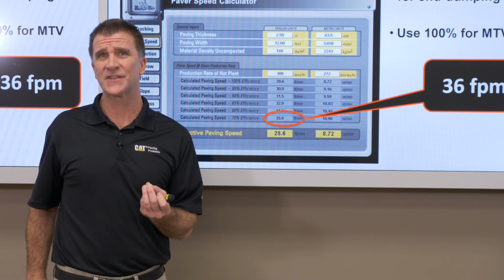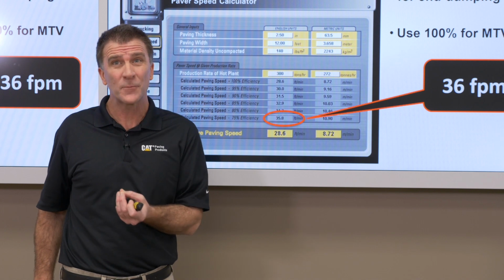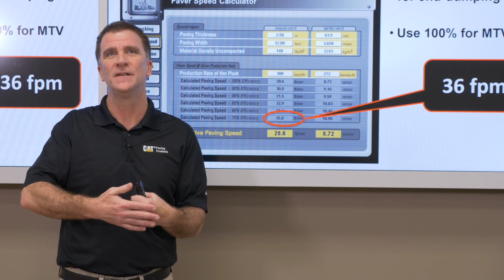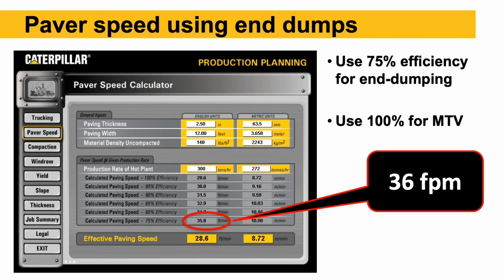In this example, we're using what we call 75% efficiency to come up with that 36 feet a minute. That means in between trucks, the paver will stop. So 75% really means that if we have a good end dumping operation, which we'll talk about later, where the truck comes to the paver, unloads, next truck comes in, we should actually be paving 45 minutes out of an hour if we have a good, smooth operation going. So trucks coming to the job, paver stops in between trucks, but 45 minutes out of an hour, or 75% of the time, we're actually paving, or the paver is actually moving.